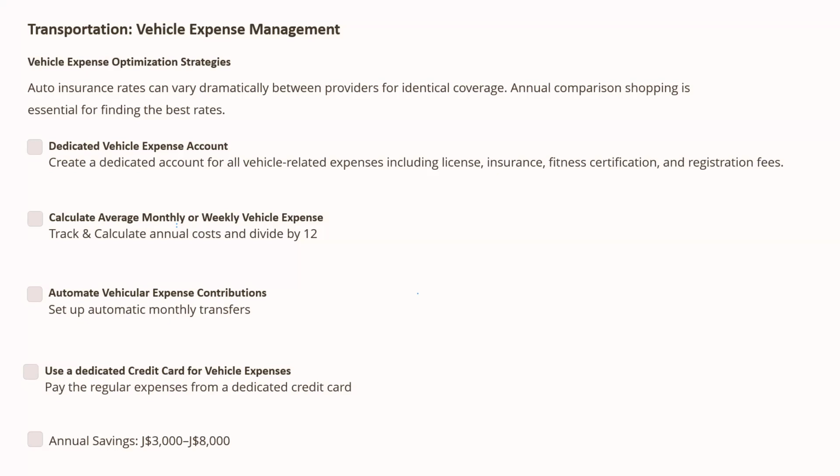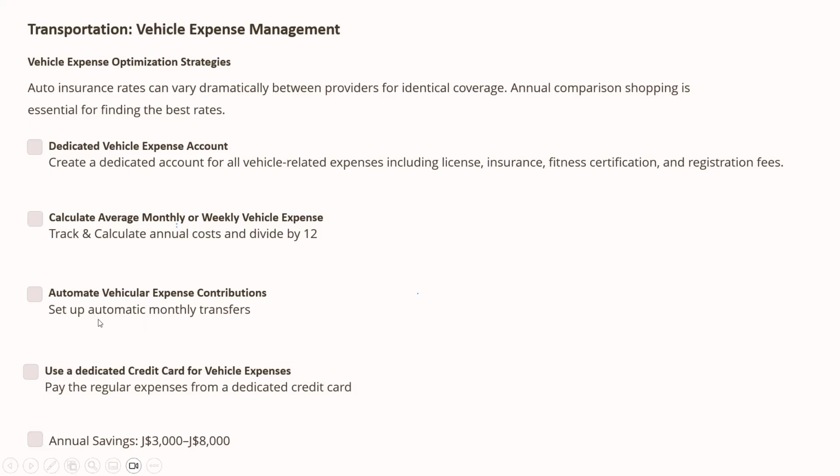In terms of funding that account, what you can do is, and this is what I do, so I track the annual costs for insurance, registration, fitness, and all of that. And then what I do is I divide it by 12 to find out what the monthly cost would be, and I try to make those contributions towards that account.